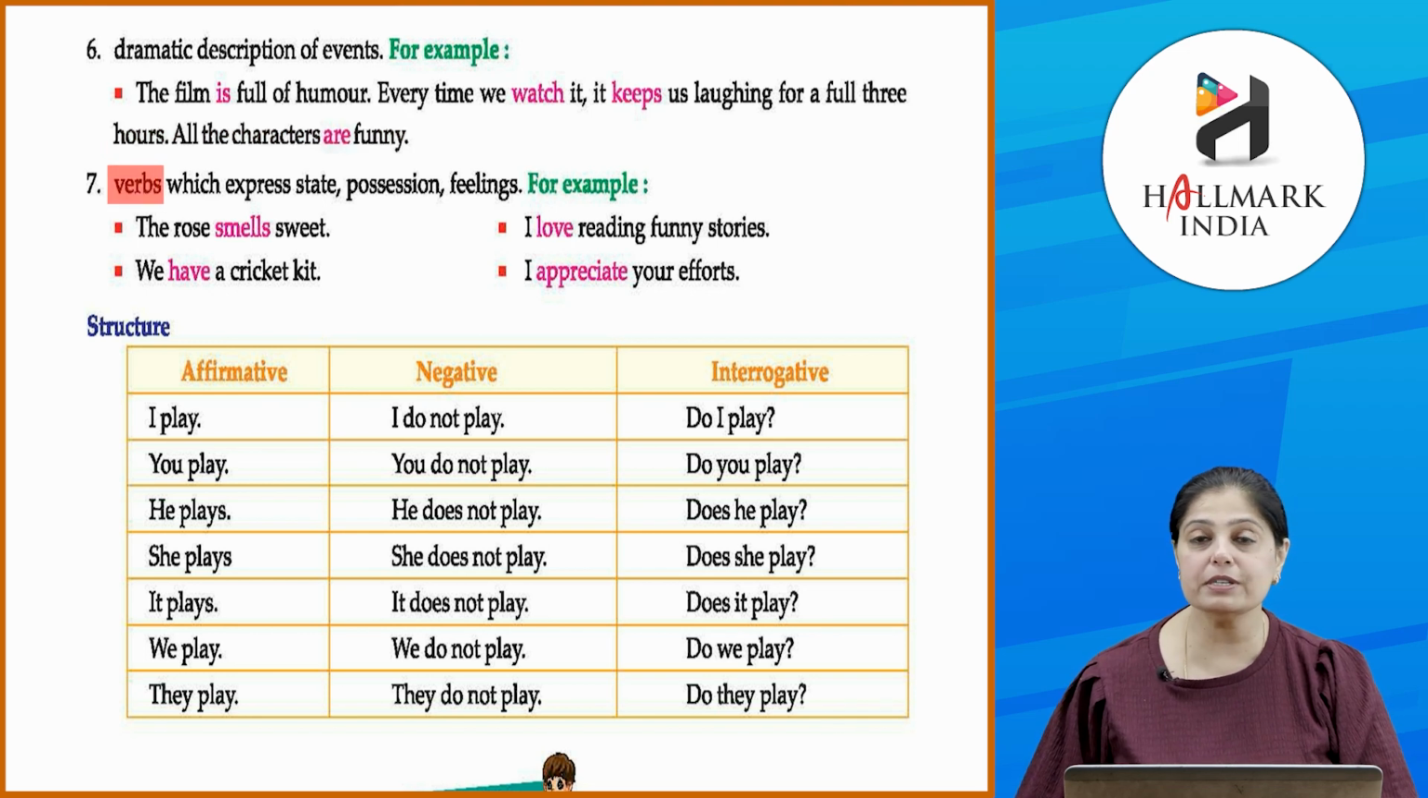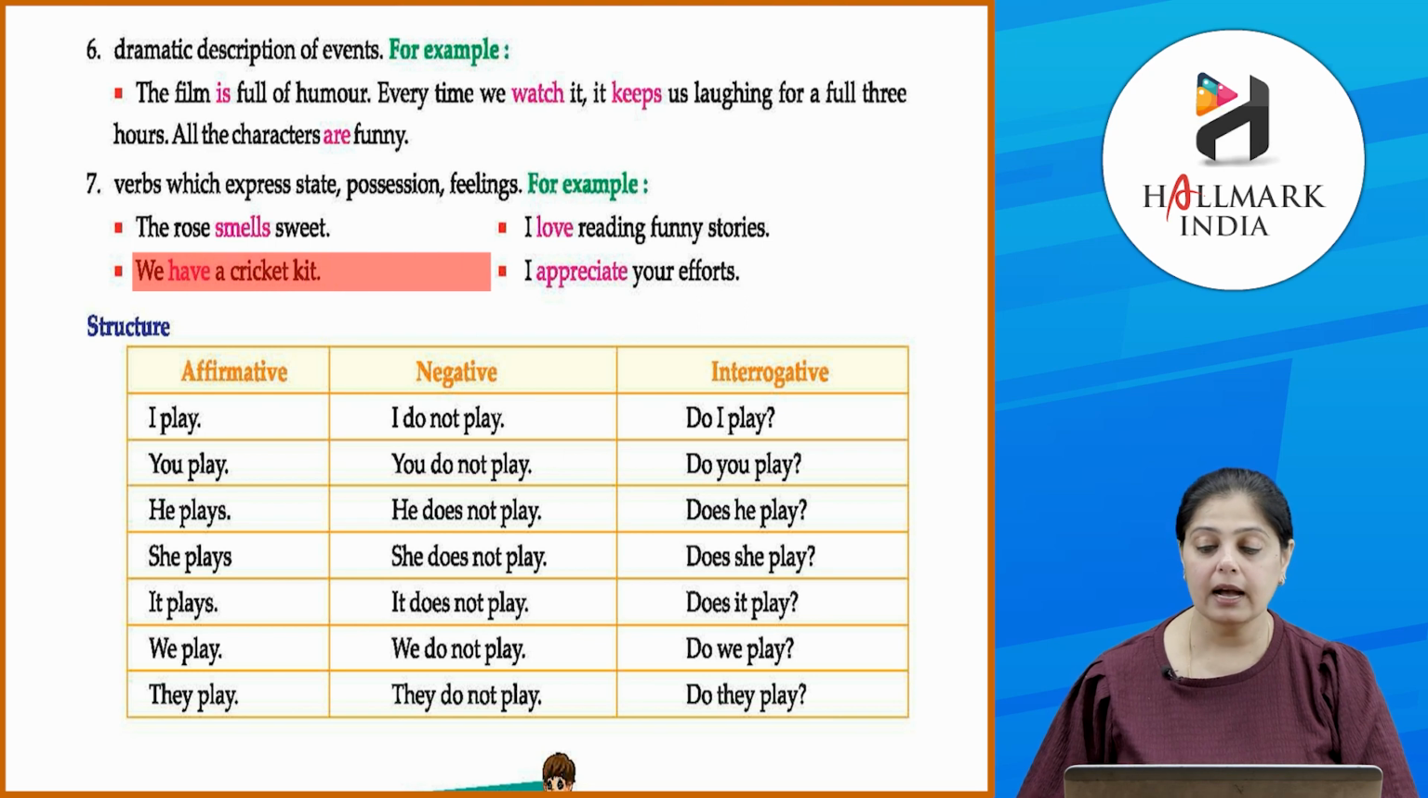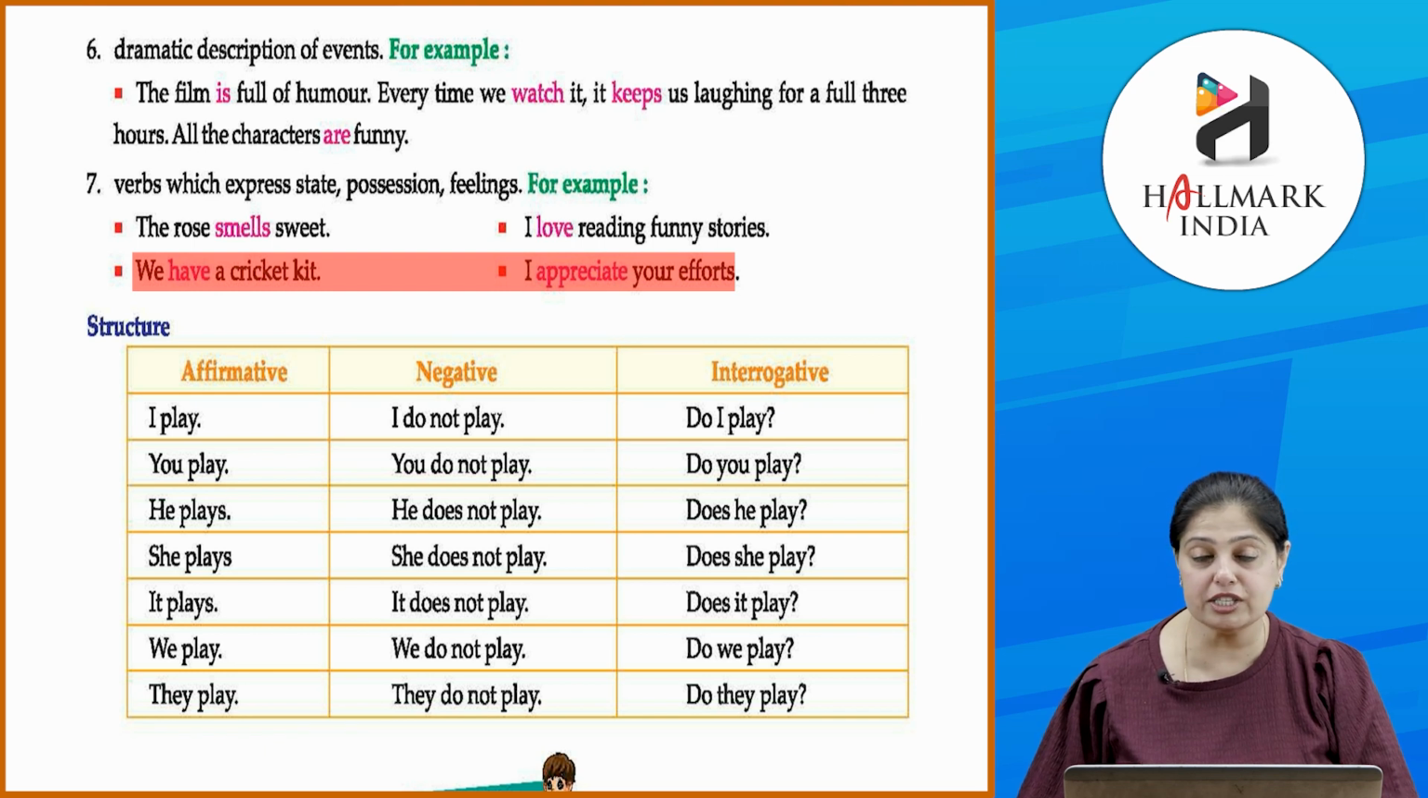Verbs which express state, possession, feelings. For example, the rose smells sweet. I love reading funny stories. We have a cricket kit. I appreciate your efforts. So here you saw that you are expressing your feelings like appreciation, love. You're talking about a state, that the rose smells sweet, or possession, that we have a cricket kit.